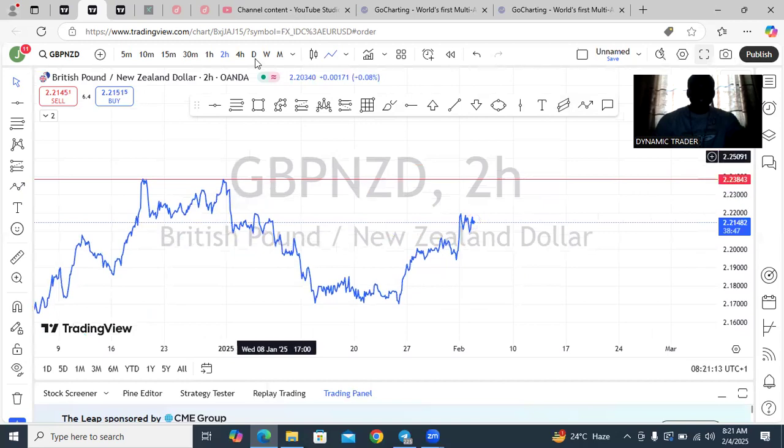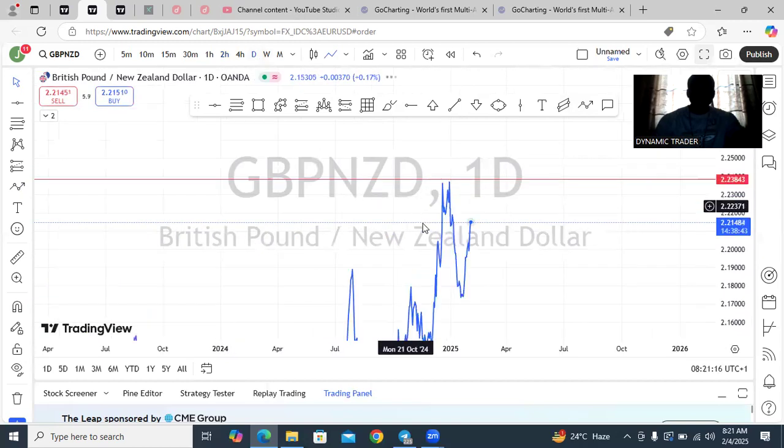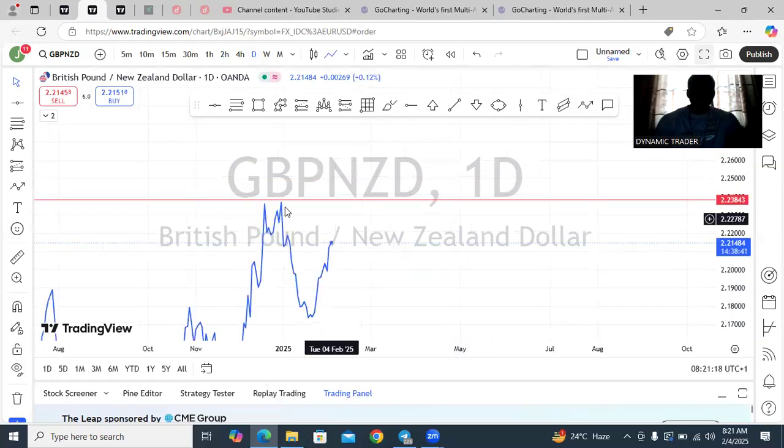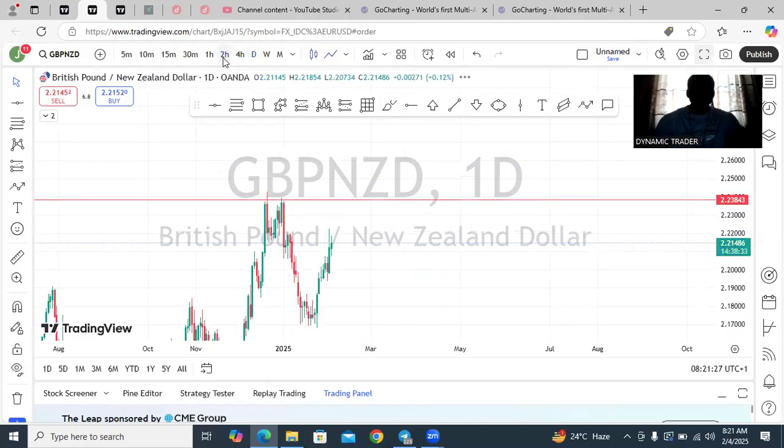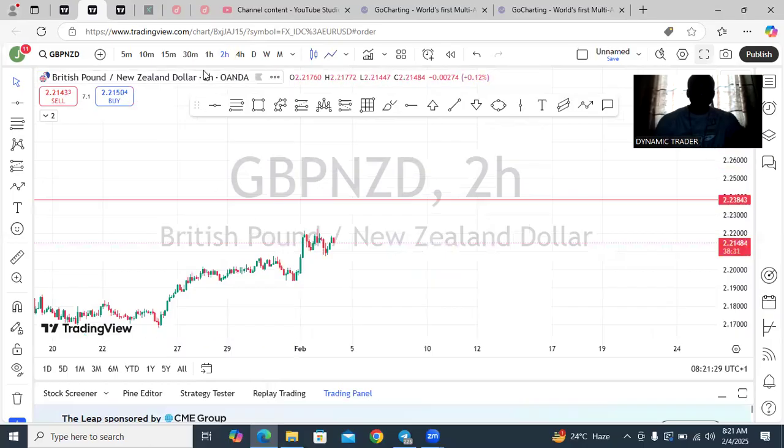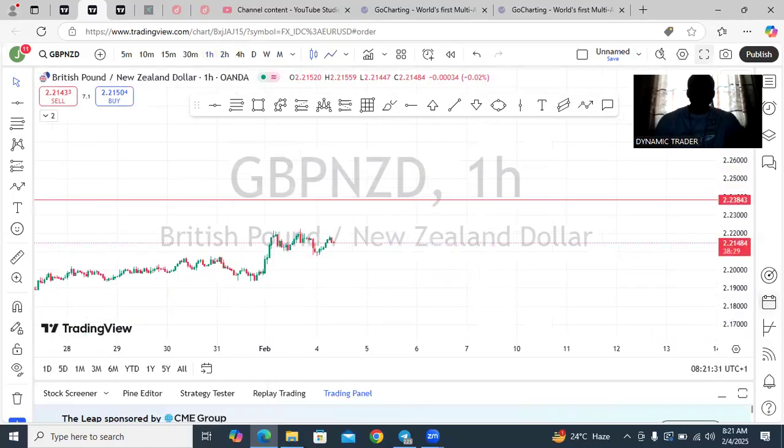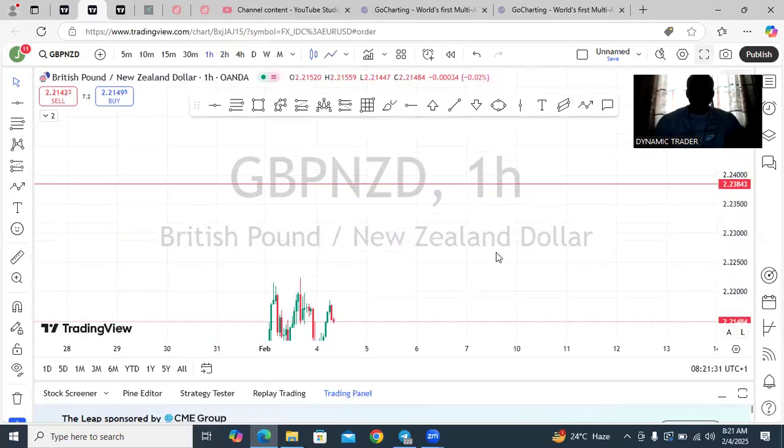And if I change this to daily, let's see what is happening on daily. You can see on daily, that was also a high that was created for this move to the downside. So I want to see that the market taps back into that place. Coming back to the 2-hour time frame or even the 1-hour time frame, I've been able to see that the market has done this.